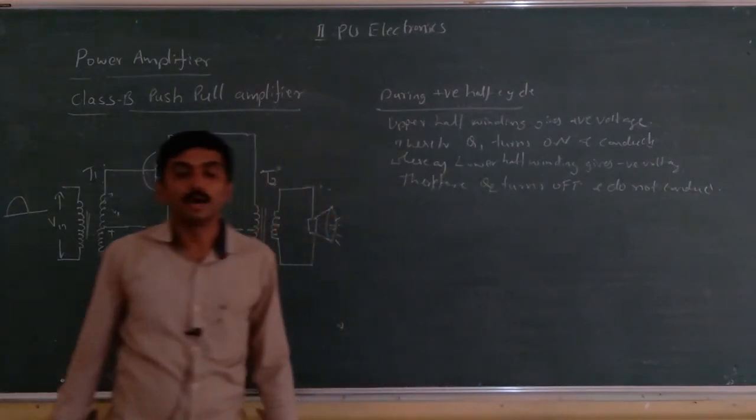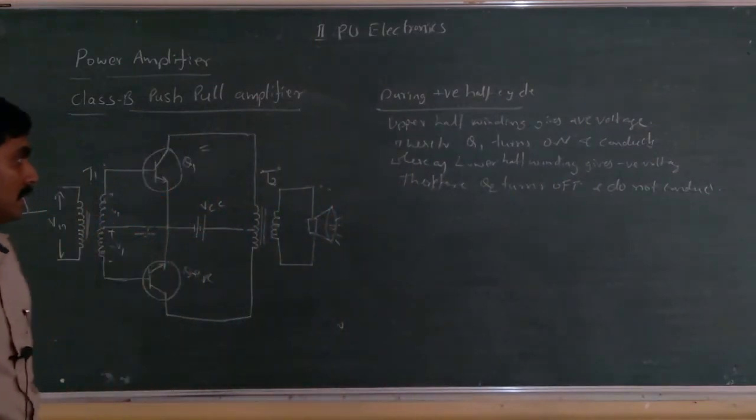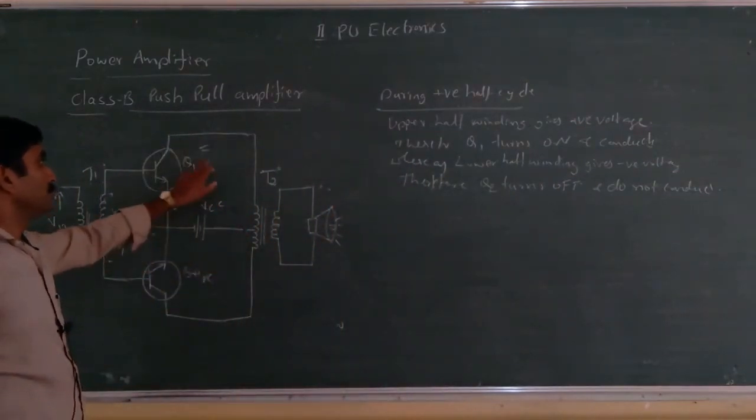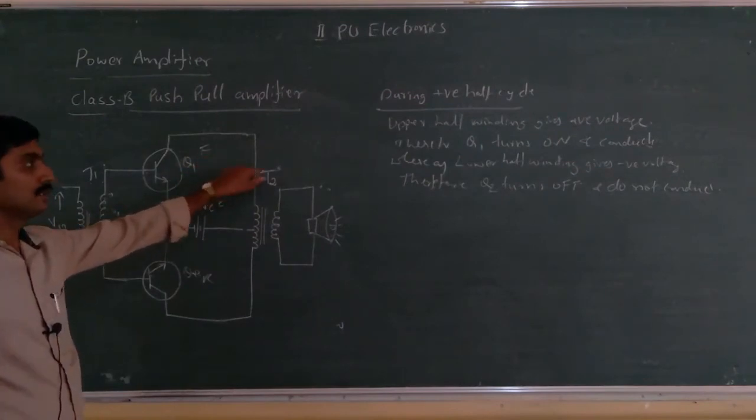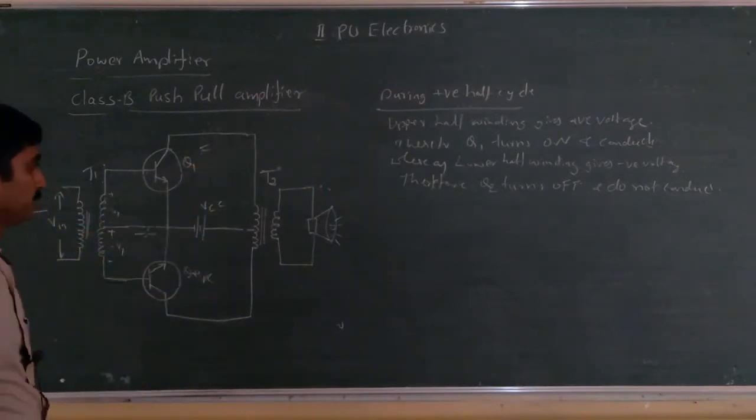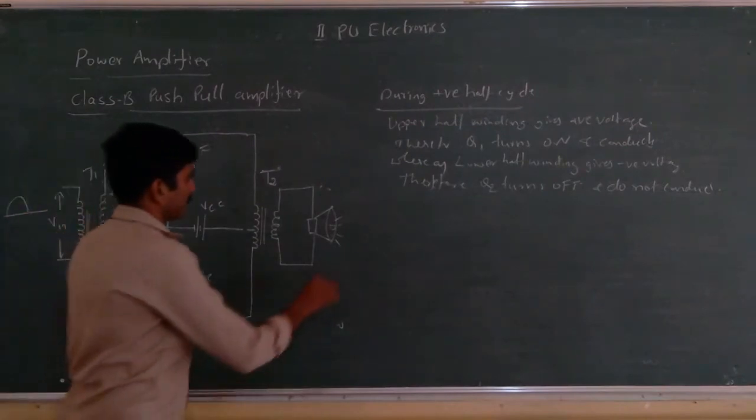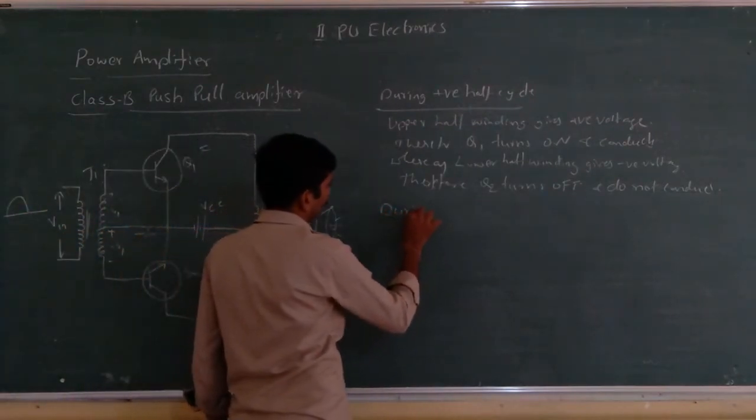Q2 conducts. Due to the movement of collector current of transistor Q1, you will get output voltage. Next, during the negative half cycle, the picture must be drawn the opposite way now.